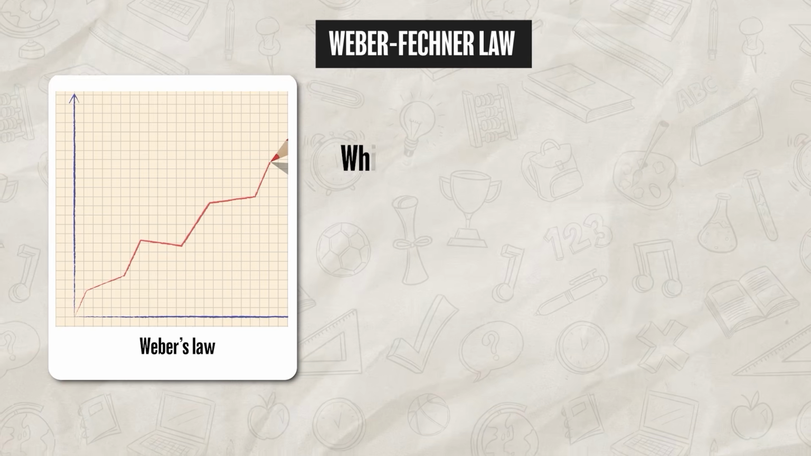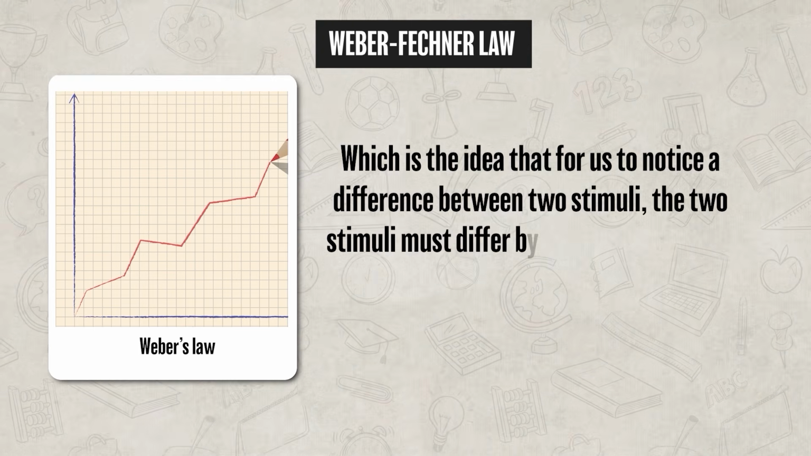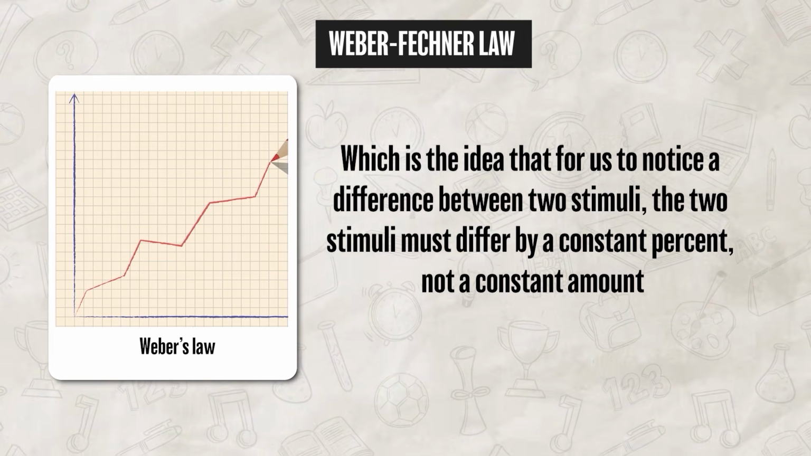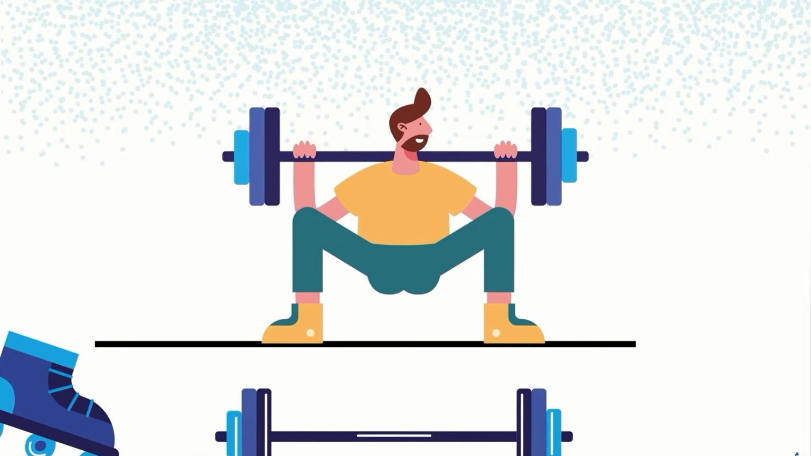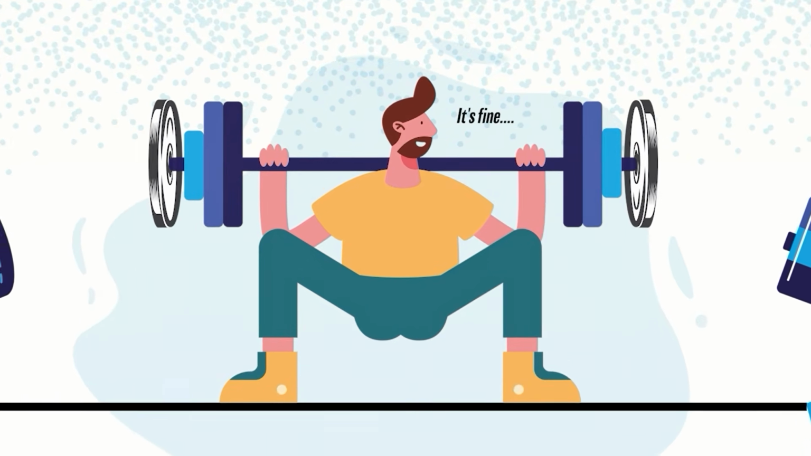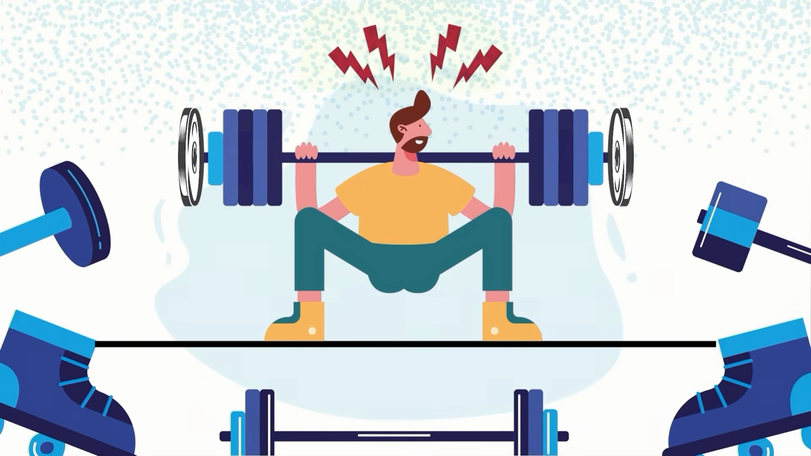When trying to understand the just noticeable difference, we can actually look at the Weber-Fechner law, which is the idea that for us to notice a difference between two stimuli, the two stimuli must differ by a constant percent, not a constant amount. For example, if you were holding 5 pounds and we added 1 pound to the weight, you would probably notice. But if you were holding 50 pounds and I added another pound, well, you probably wouldn't notice. And that's because the percentage difference is what matters, not the absolute amount.